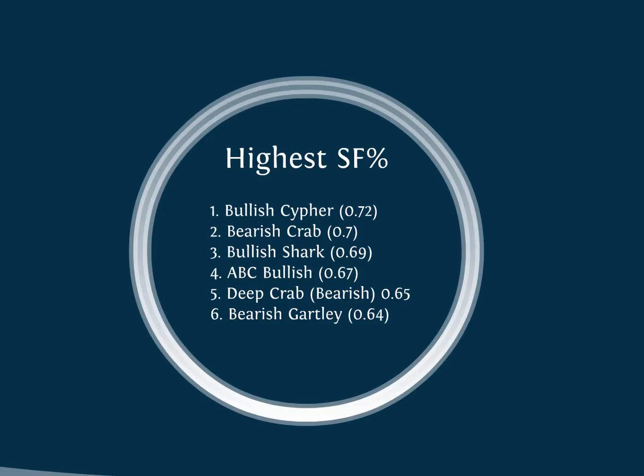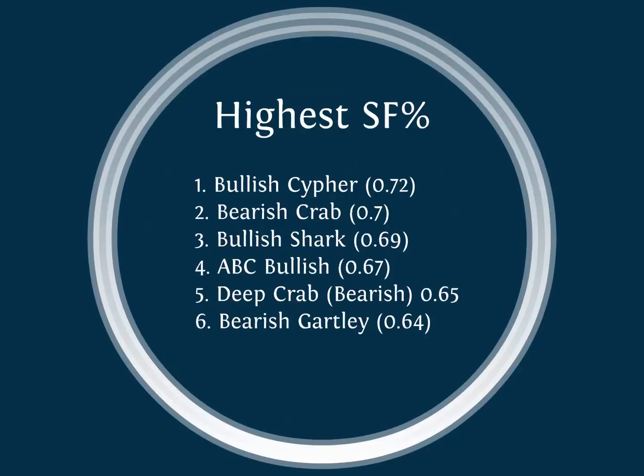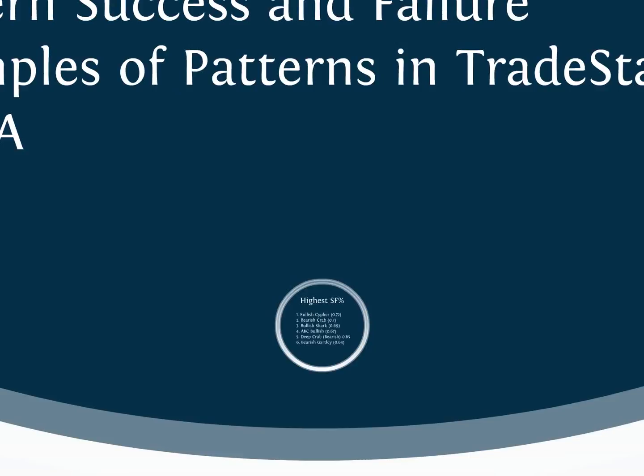And before I actually finish my presentation, I wanted to show you some of the highest success and failure ratios for some of these patterns. For example, the bullish side for is a 0.72, which I found to be the highest success ratio so far. And then there's a bearish crab and ABCs and all. We'll come back and address what the SF ratio is and what the patterns are. So before that, I wanted to actually start going and showing you my presentation. So that's my agenda.